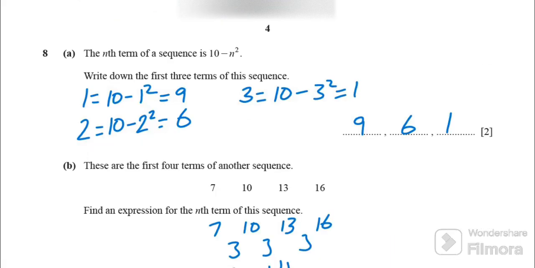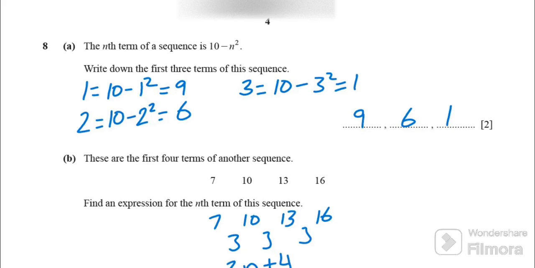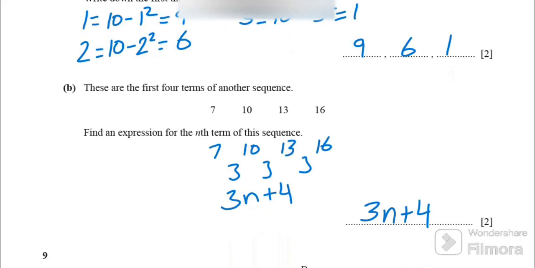Question 8a states the nth term of the sequence is 10 minus n squared. Write down the first three terms of the sequence. So for the first term, n is 1. So 1 squared, and 10 minus 1 will be 9. Then for the second we will do 2 squared, and 10 minus 4, that will be 6. And for the third it will be 10 minus 3 squared, that will be 1. So 9, 6, 1.